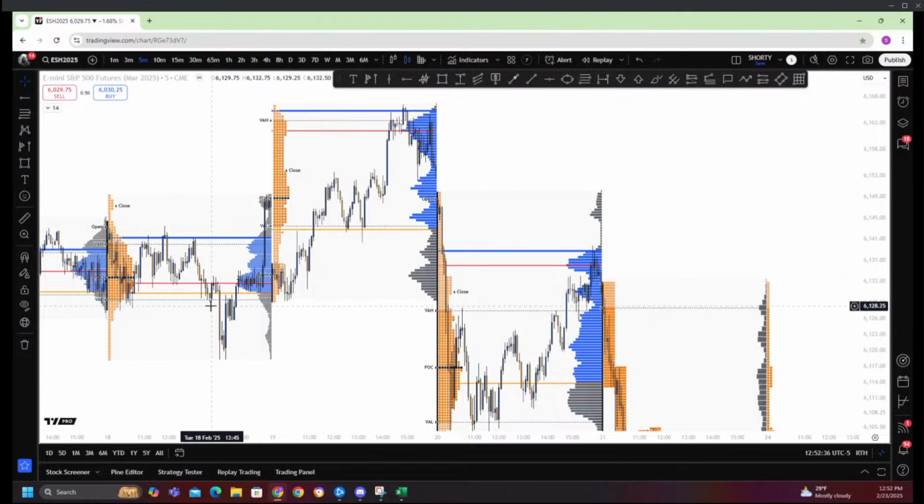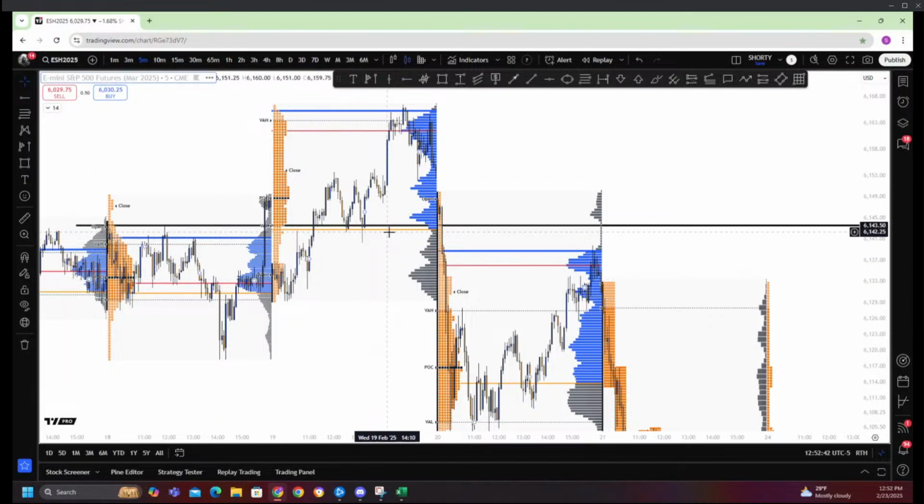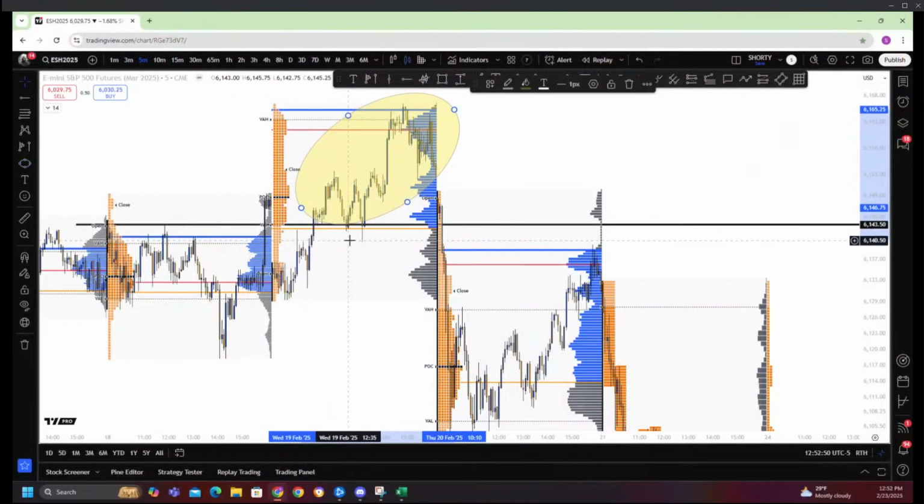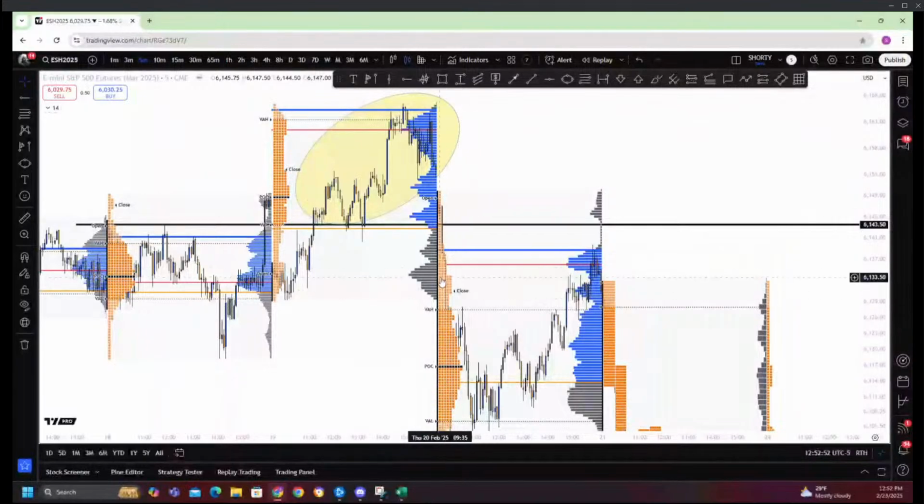I would say Wednesday's value area high and Thursday's value area low. Yeah, you have this right here, right? So that would be your value area low where you rejected this. The market said we do not want to trade in this area here.